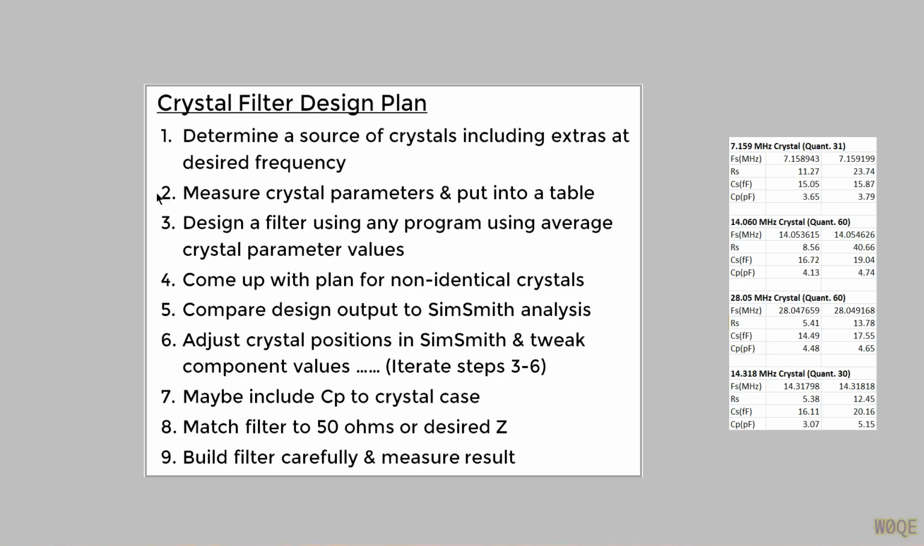So we talked about in the previous video measuring the parameters and putting them into a table. If I was doing it as a suggestion, I'd put them into a format that I could read into Excel. And the advantage of reading them into a spreadsheet is that I can then sort them on different parameters. So it makes it a little bit more convenient, particularly if you have a fairly large number of them you've scanned.